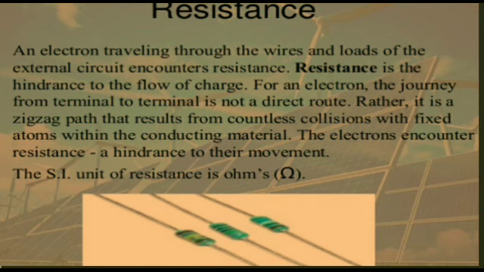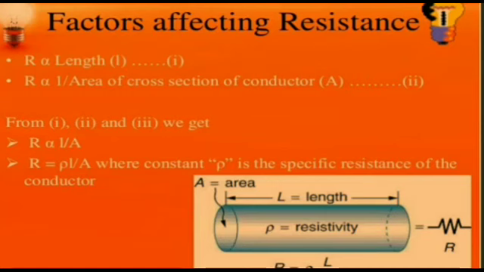Now the SI unit of resistance is ohm. This is the component resistor, this is the resistor picture. Continuing, factors affecting the resistance. So resistance is to block the current flow. The SI unit is ohm, that we know. But there are some factors affecting resistance.